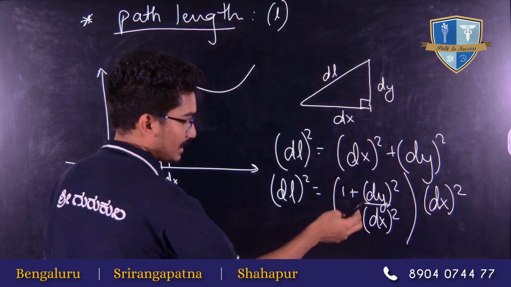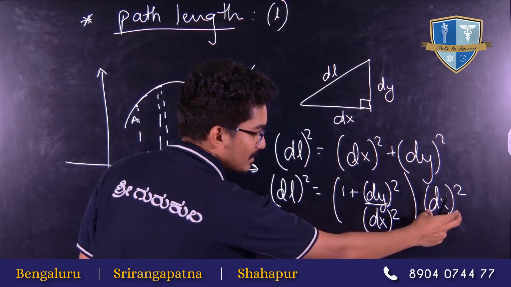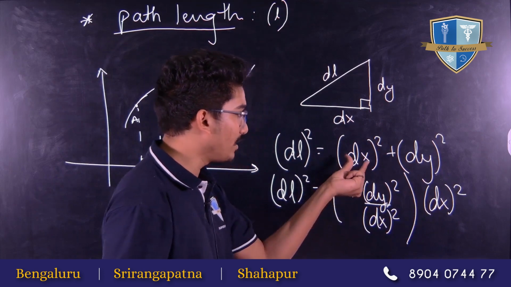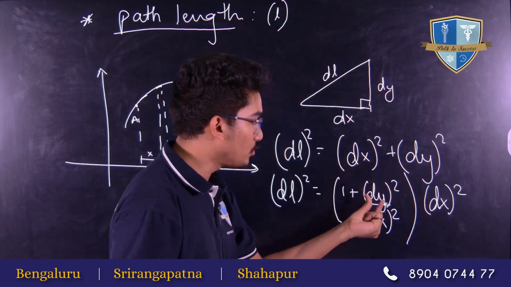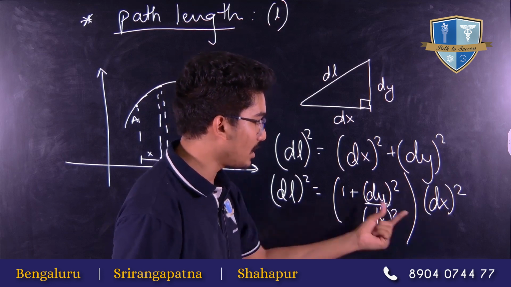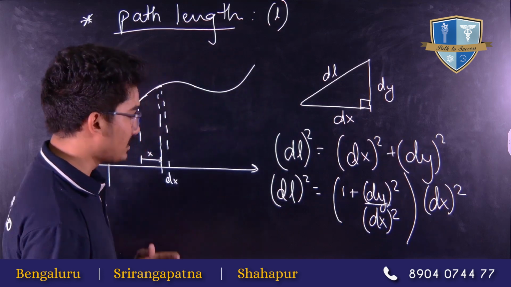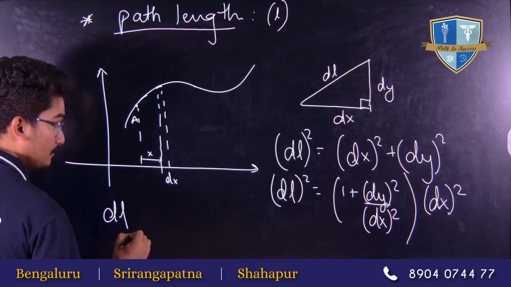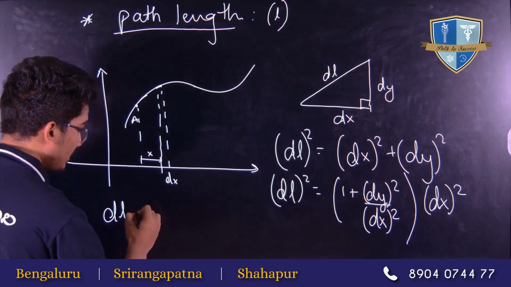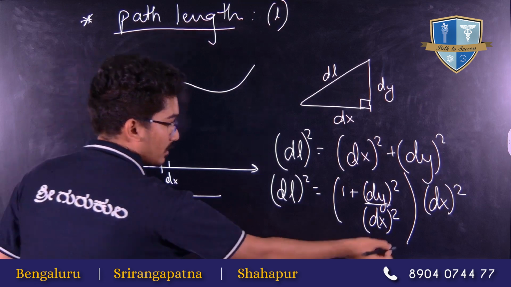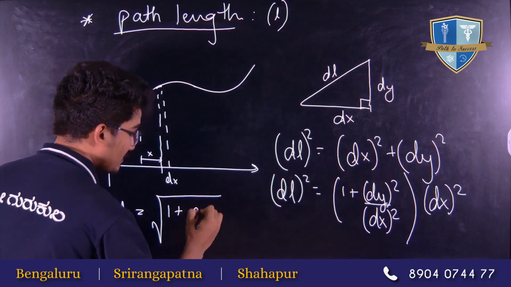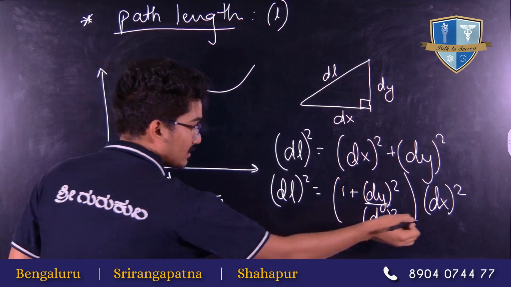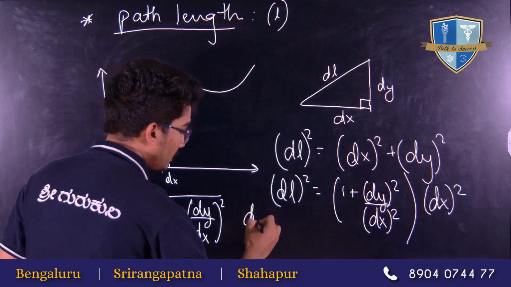Why did I do it like this? These two are the same thing, right? If I multiply this dx square inside, you will find the same thing again. dx square into 1 becomes dx square, and dx square into dy square by dx square, the dx squares cancel out and we are left with only dy square. Now I will take root on both sides. This becomes dl is equal to root of 1 plus dy by dx whole square, and the root of dx square becomes dx.